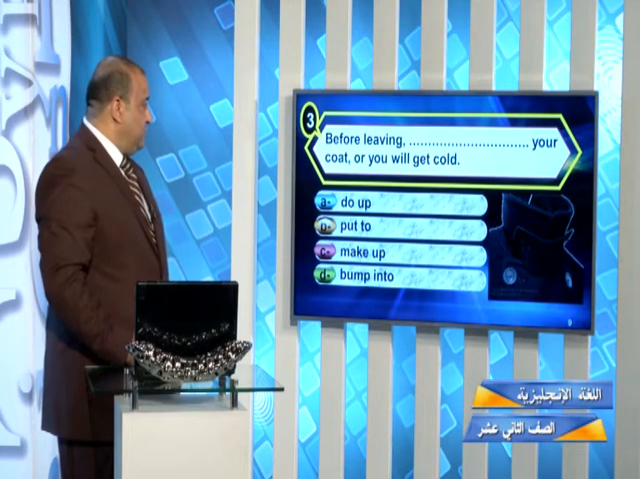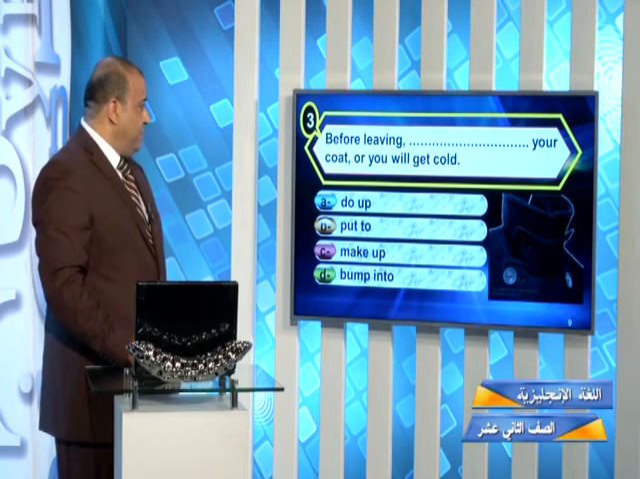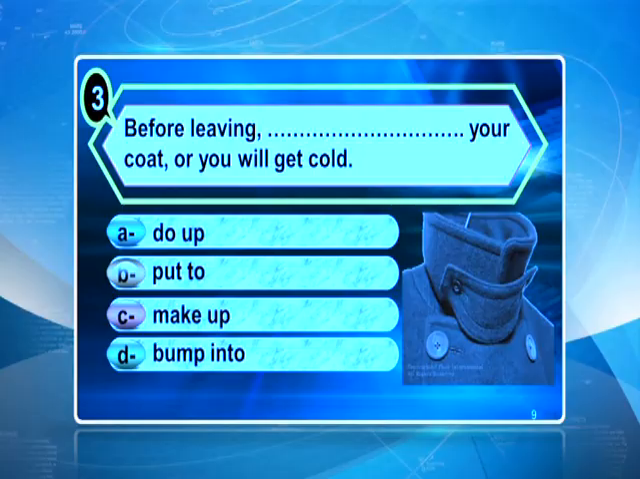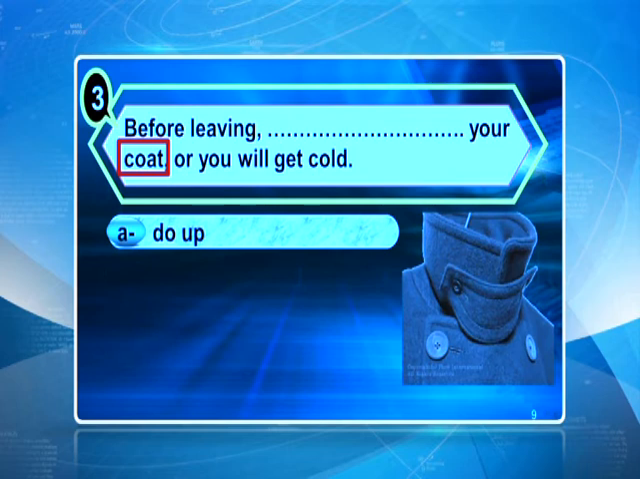Let's move now to sentence number 3. Before leaving, we have a space here for your coat, or you will get cold. So what you have to do here is to choose a word that goes with the context of the sentence and which has a close relation to coat. Do up coat, or put to coat, or make up coat, or bump into coat? Think about it. Okay, very good. So your answer is do up your coat, which means to fasten.